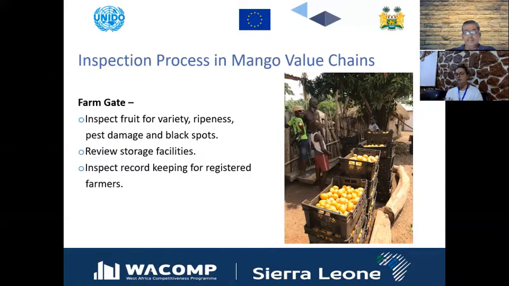And then also you're working with cooperatives, so you want to check that the records are being kept properly. Are the farmers registered? Is this the correct cooperative? And then the right price is being paid at farm gate. These would be the things you would inspect.